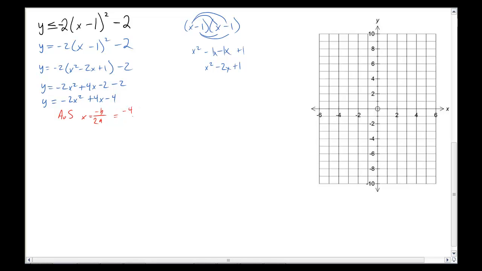All right, so we're going to go -4, because b is 4, all over 2 times a, which was -2. So I got -4 divided by -4, which gives me 1.